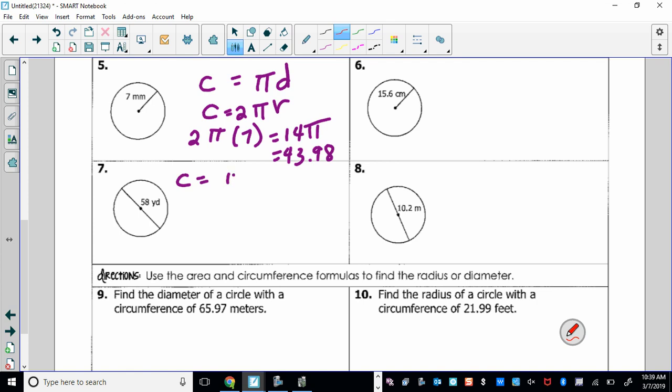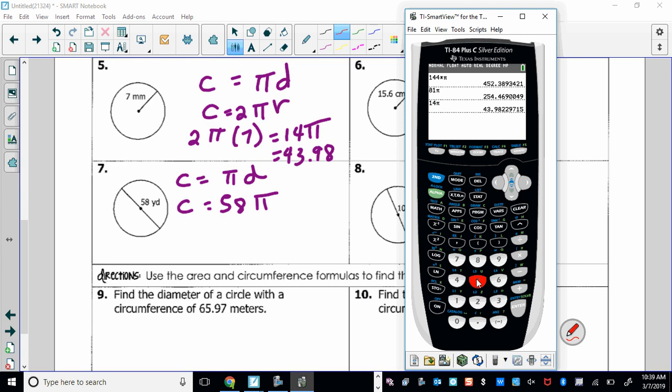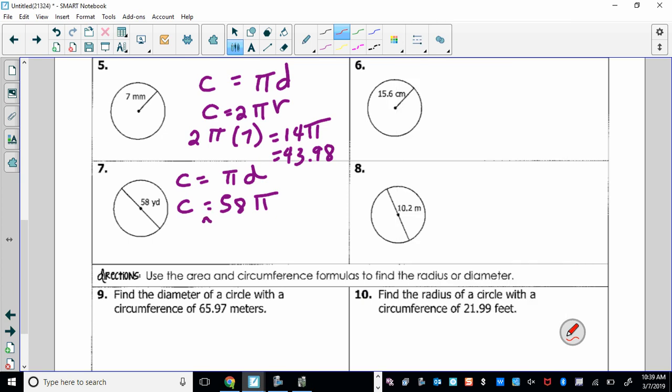Since it gives me the diameter, I'll say pi times d. So C is going to be 58 pi. And then since they did not ask me to leave it in terms of pi, I will multiply it out. So 58 times the pi symbol right here equals 182.21. So this is approximately 182.21.